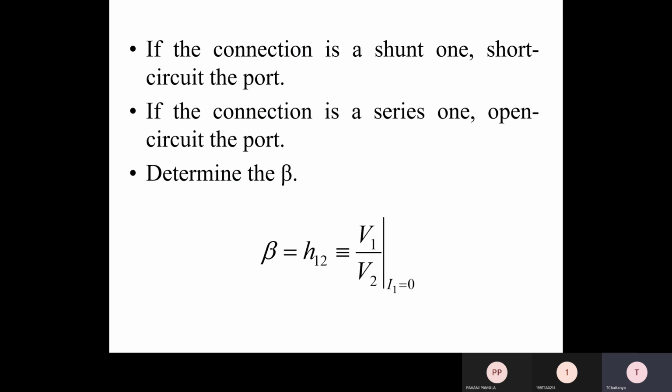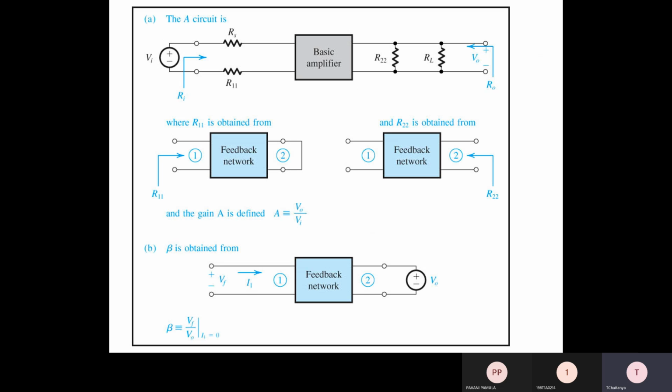For the feedback factor, the formula is beta equals H12, which applies if the connection is a shunt one, with the port short circuited. If the connection is a series one, with the port open circuited, in these two conditions beta can be H12. H12 is nothing but V1 divided by V2. So these are all the different types of topologies.